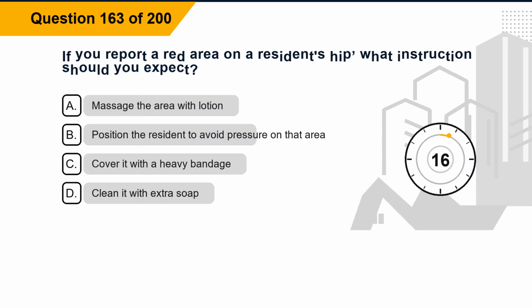Question 163. If you report a red area on a resident's hip, what instruction should you expect? Option A, massage the area with lotion. Option B, position the resident to avoid pressure on that area. Option C, cover it with a heavy bandage. Option D, clean it with extra soap.